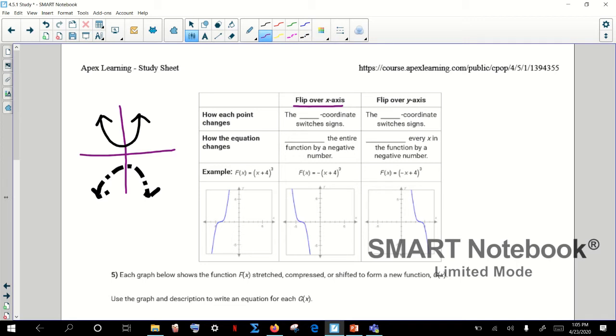So if that's the case, then the y-coordinate changes signs. So if you take this y-coordinate, let's say that's 3, then down here it would be -3, right? And then if the equation changes, you multiply, I'm just going to write mult, that's all I have space for. You multiply the entire function by a negative number.